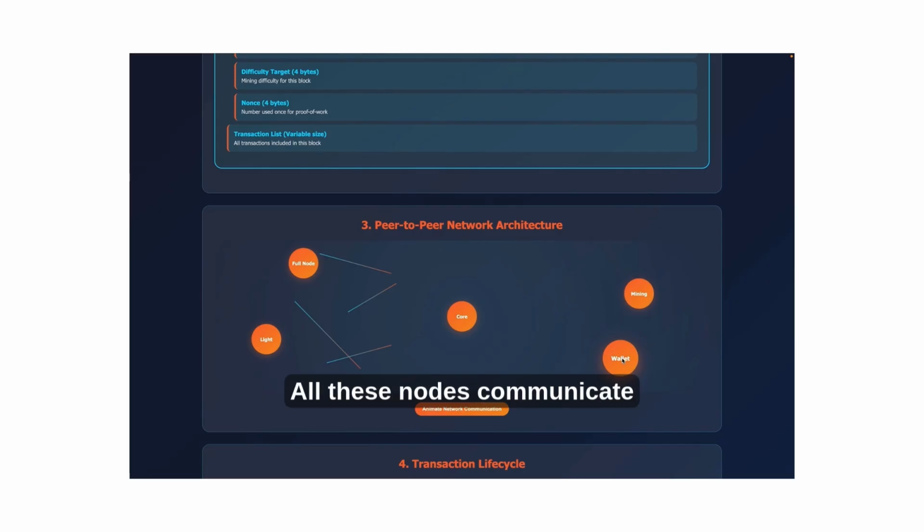All these nodes communicate constantly, sharing information and maintaining consensus. This decentralized architecture means no single point of failure. If some nodes go offline, the network continues operating seamlessly.